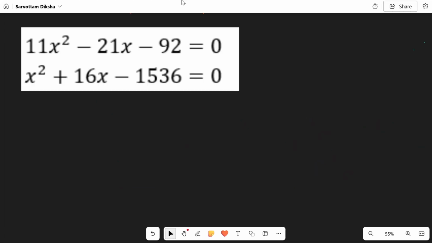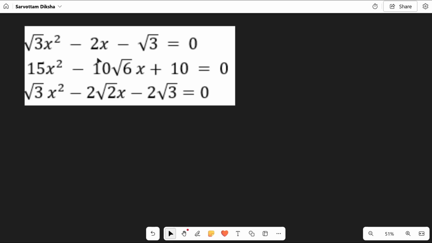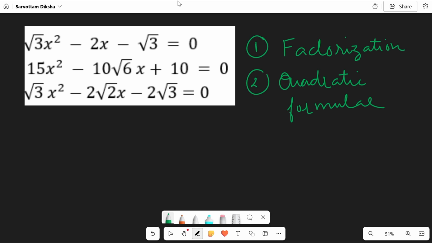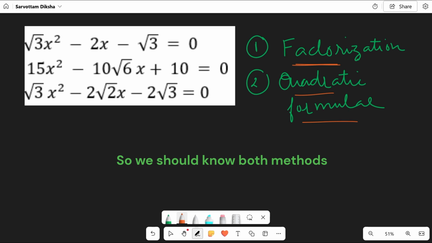Then they ask us to find the roots. How do I do it? The first method is factorization. And the second method is the quadratic formula, which is also called Sridharacharya formula because he invented it. They may mention to find the roots by the factorization method or the quadratic formula. If they have not mentioned anything, then it's my choice. I can do it with any method. Let us see the factorization method first.